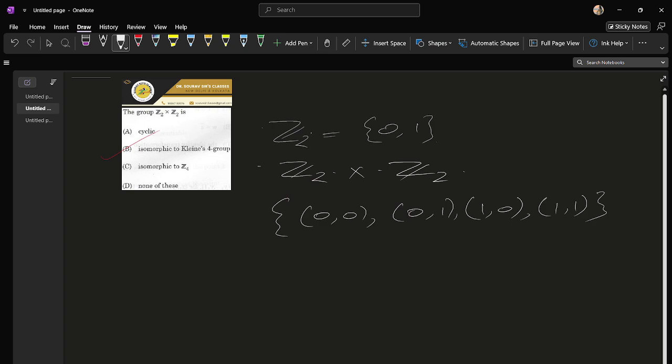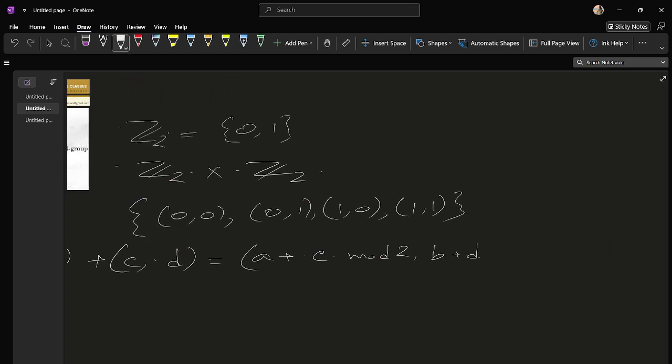Okay. So now the operation is component-wise addition modulo 2, which is this. That means (a,b) plus (c,d) is equal to (a plus c mod 2, b plus d mod 2). Okay, so this is our given binary operation here.